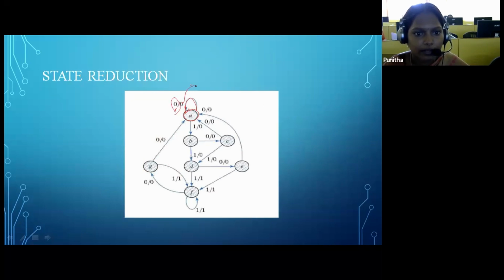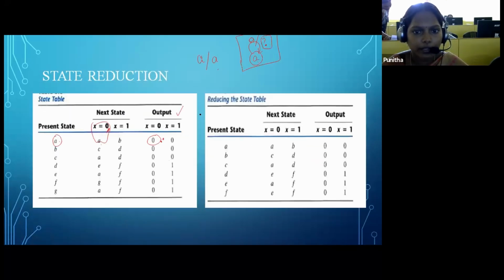Okay, my next state, the output is 0. So I'm writing here that the output is 0. That's 0 mentioned here. Is it clear? Next I need to look at the input 1.